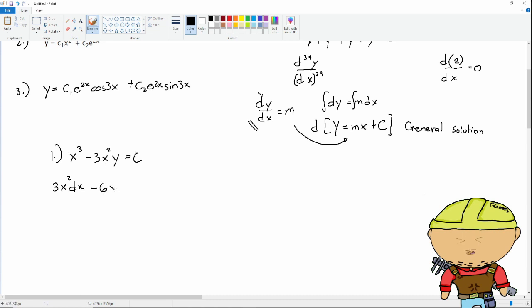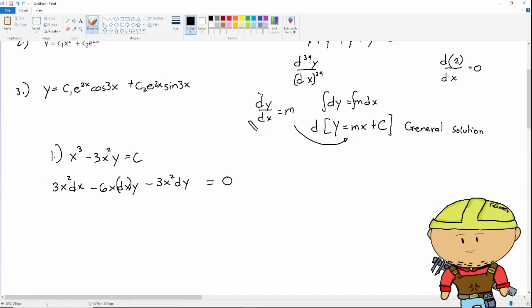It will become 6x dx times y. We differentiate the x first, then in the second part of the product rule, we differentiate y second: 3x squared dy. Make sure to put parentheses so that we don't get confused on the dxy. This is equal to the differentiation of c, which, since c is a constant, is 0. Any constant differentiated will become 0.